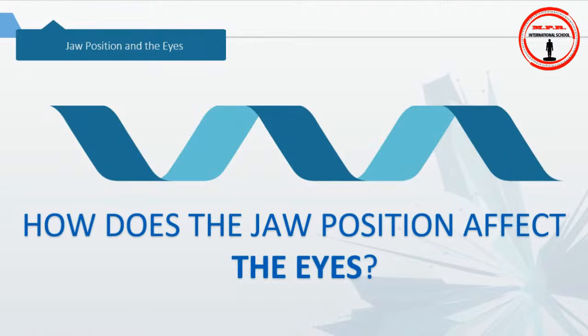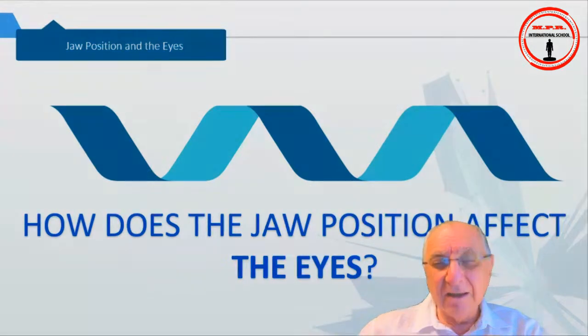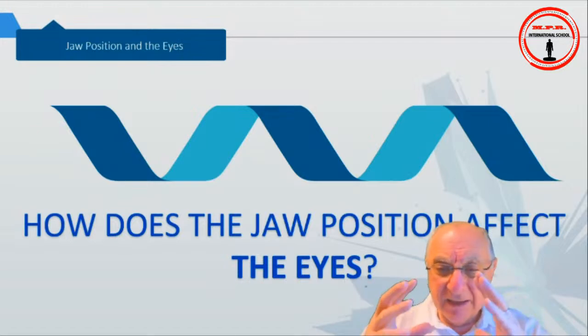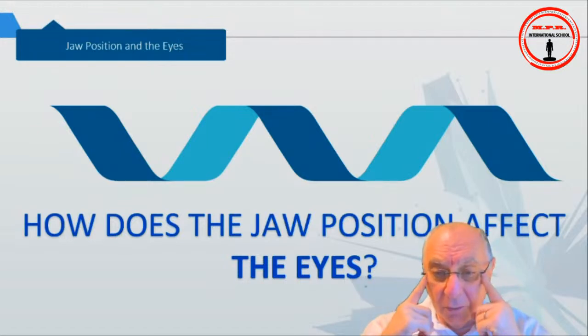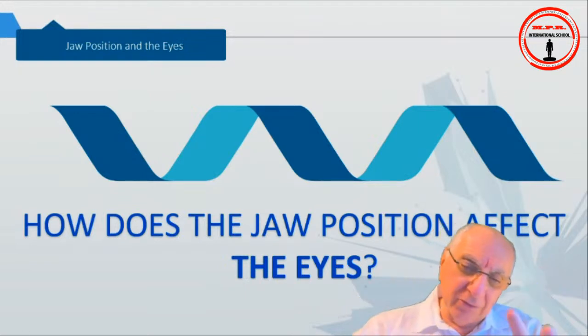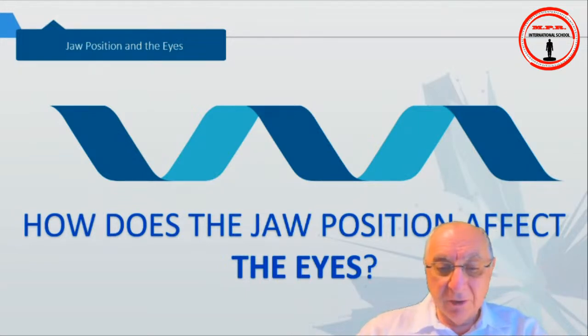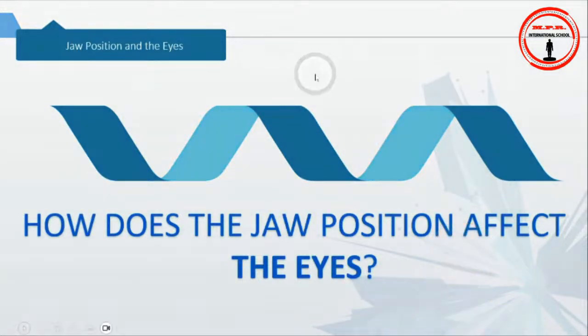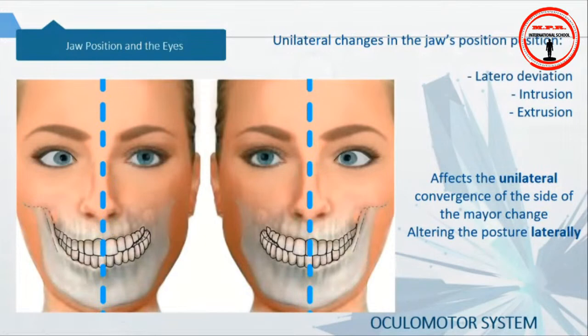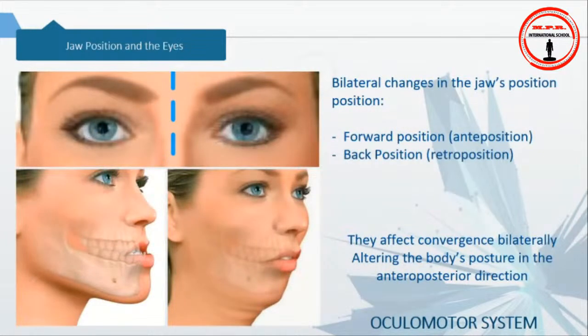This was a research I did more than 25 years ago. We studied the relation between jaw position, oculomotor system, and the posture. And I show you three cases of this particular research. How the eyes are affected. Lateral deviation is affecting the convergence unilaterally. And forward and back position is affecting the movement of the eyes bilaterally.